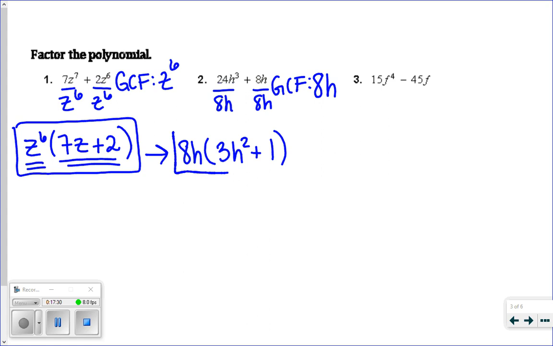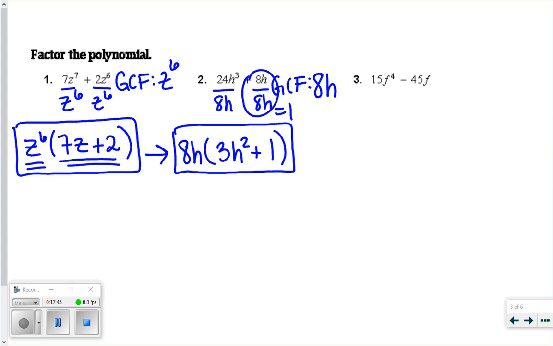So if your GCF ends up being the whole term, remember, this doesn't just disappear, this becomes a 1, okay? Anything over itself is 1. So make sure you remember that. That's a common place of mistake when people aren't careful. All right, let's try this very last one.